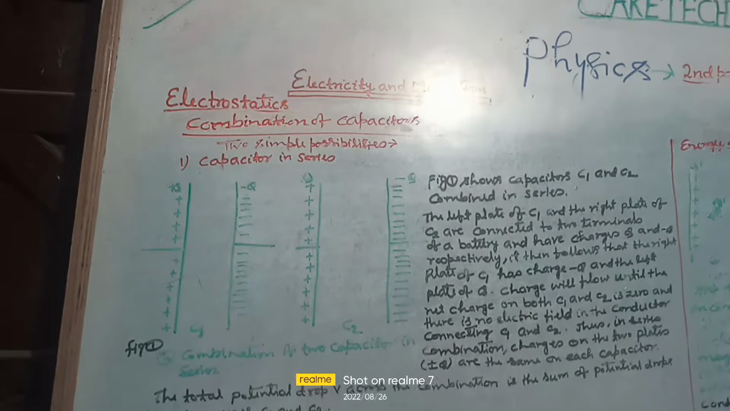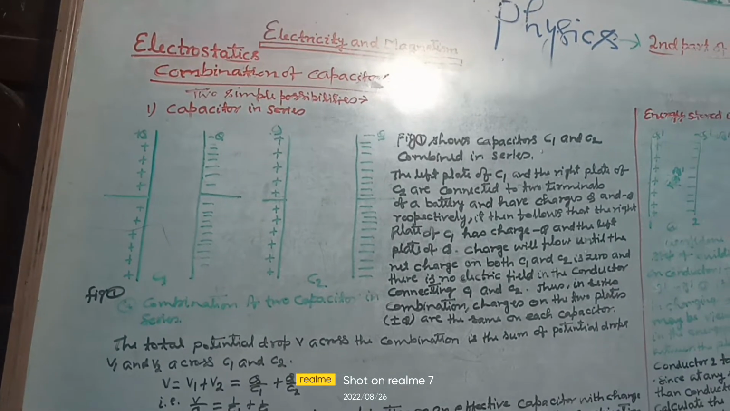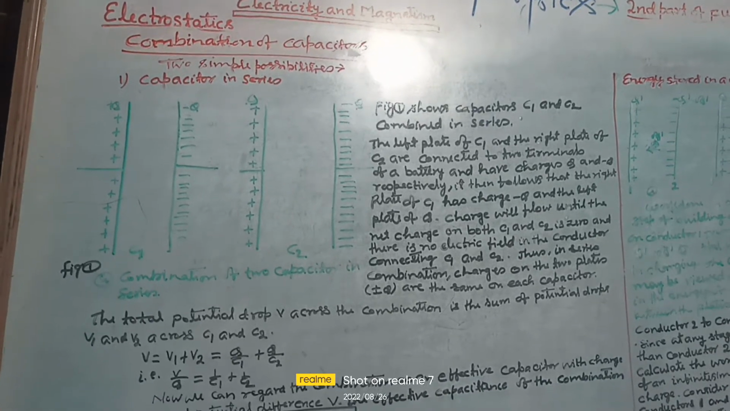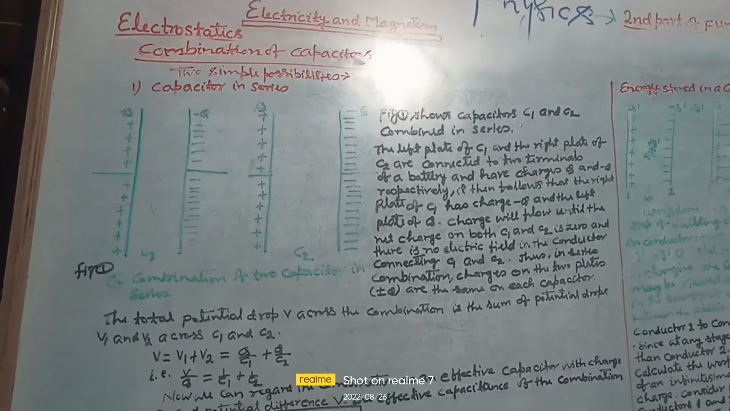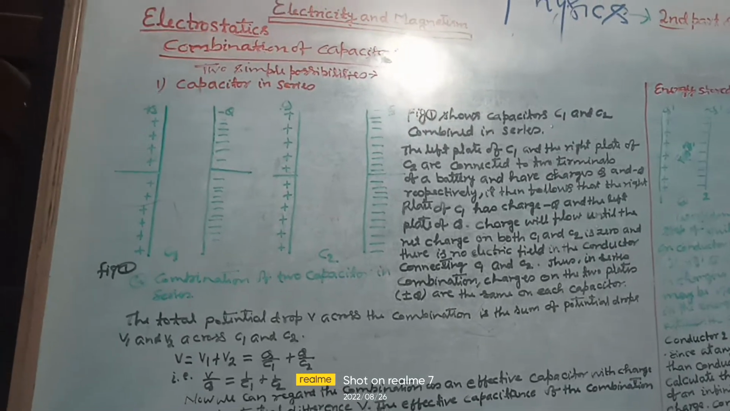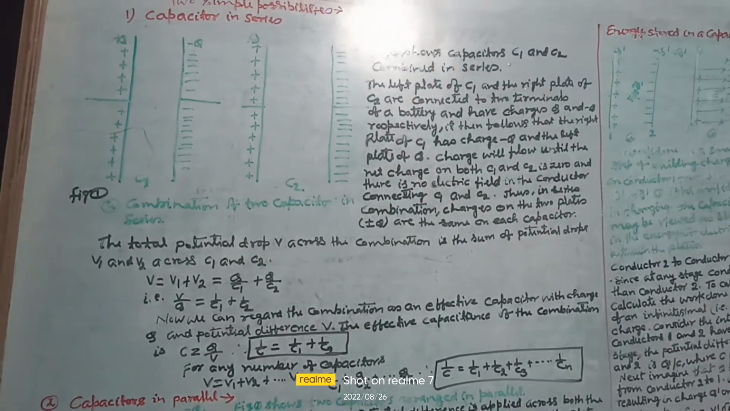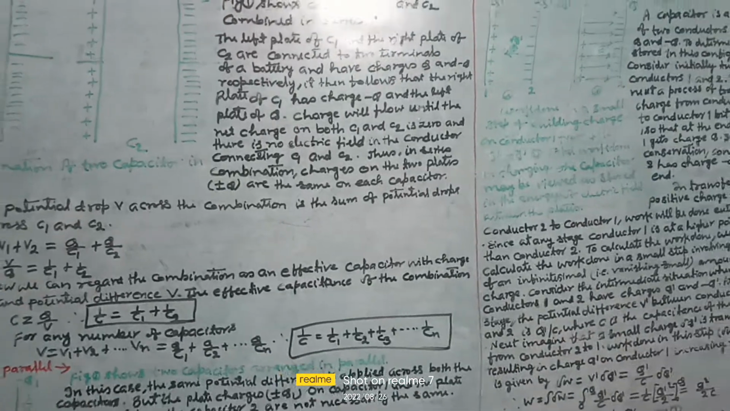Today we shall study the combination of capacitors in electrostatics. There are two types of combinations. The first is series and the second is parallel. As shown in the figure, two capacitors C1 and C2 are connected in series.